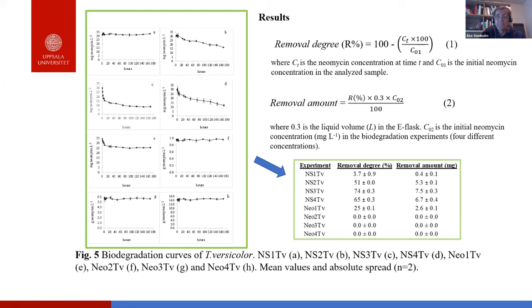As a matter of fact, it cannot survive on it. If you look on the right side here, you can see the removal degree, and it's the highest for one of the experiments where I used the nutrient solution. And for the ones where you have solely neomycin, you can see that for one of them you get a 25% removal degree, but we think that it's because of some residues of the nutrient solution in the experiment. However, in this experiment you can see a sharp decline in the beginning, but then it stops.